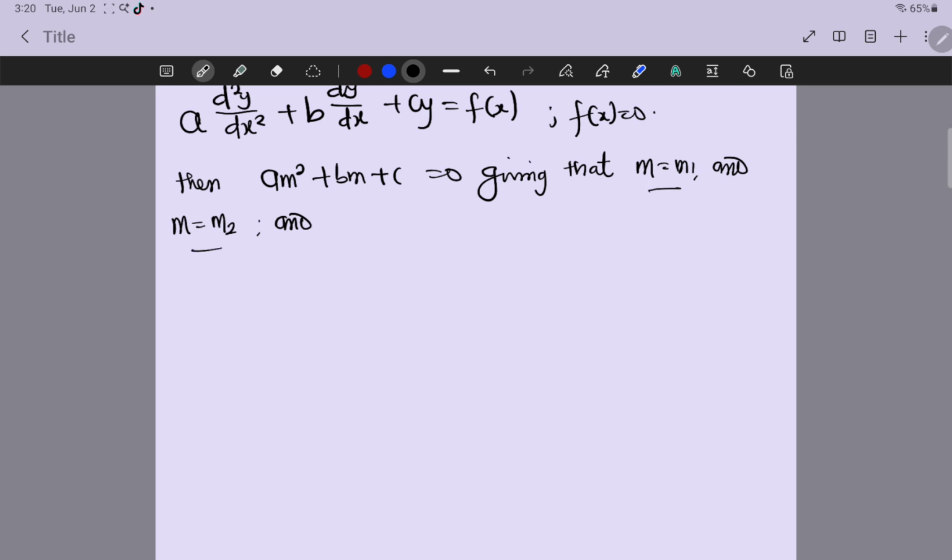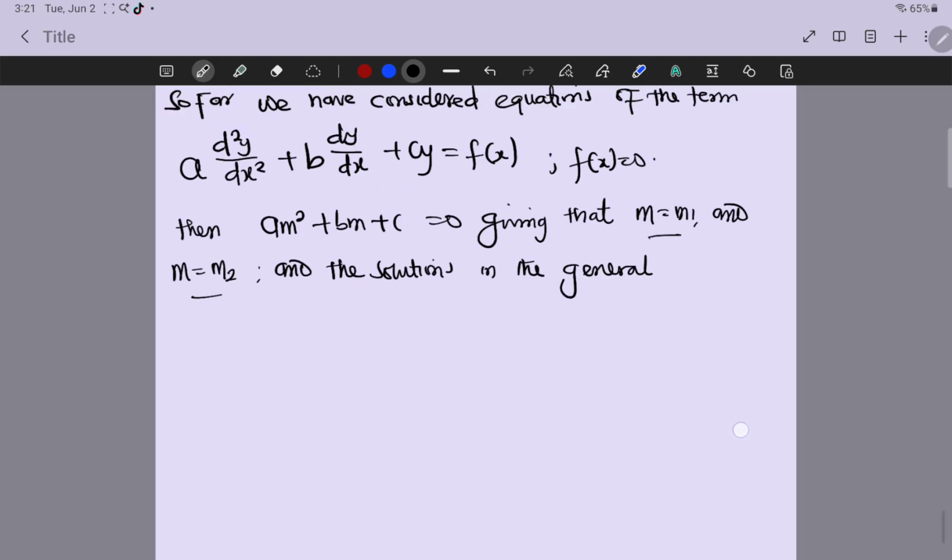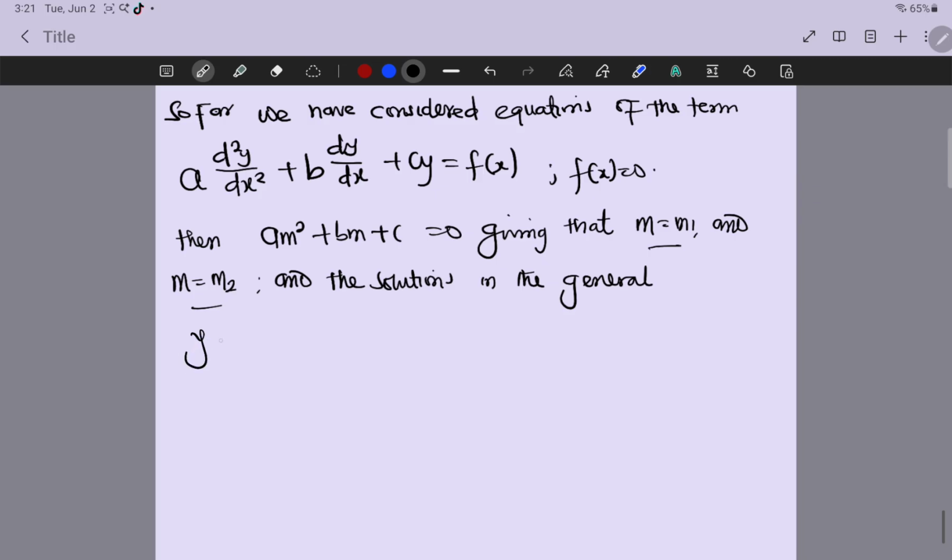We find m, and then the solution is in the general form y equals ae to the m1x plus be to the m2x. This is what we treated yesterday. We did a lot of this yesterday. We've touched some samples, we spanned across a lot of things, right?